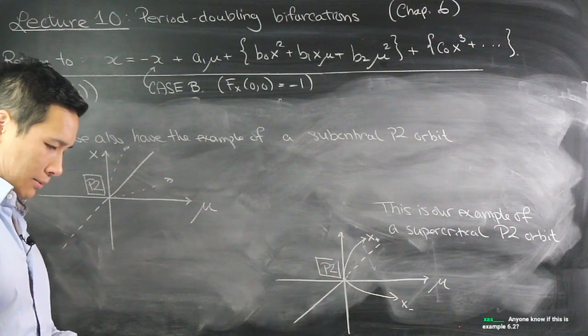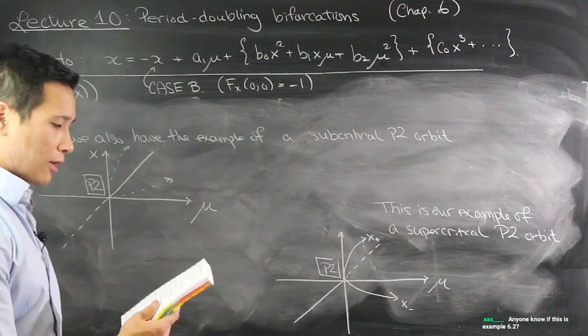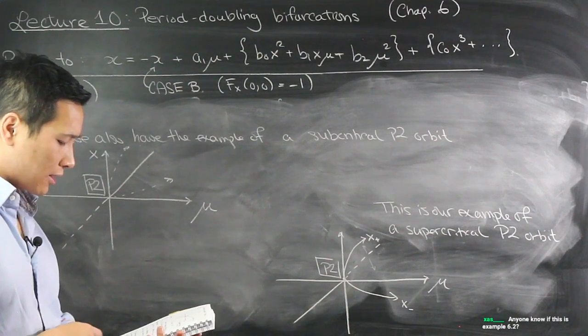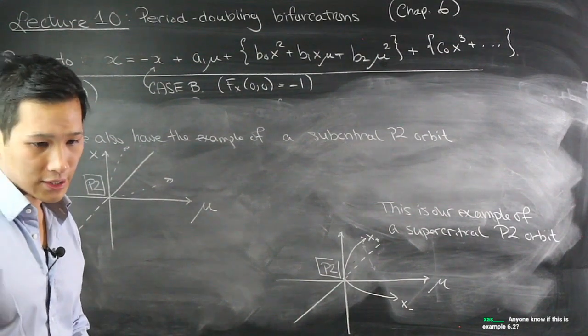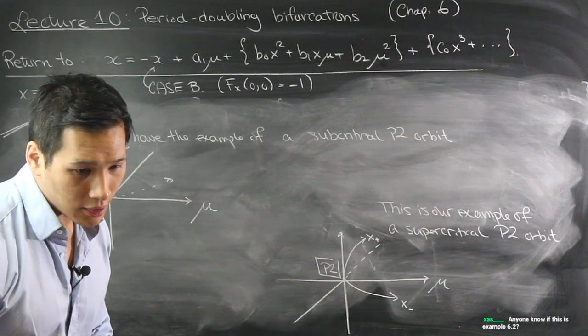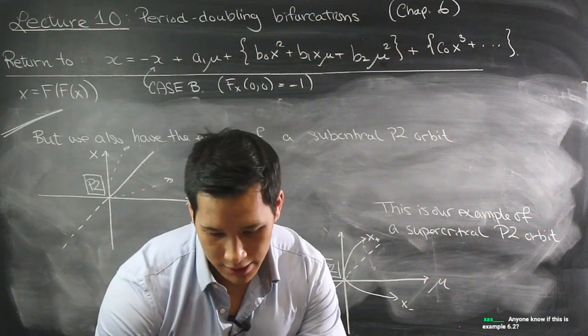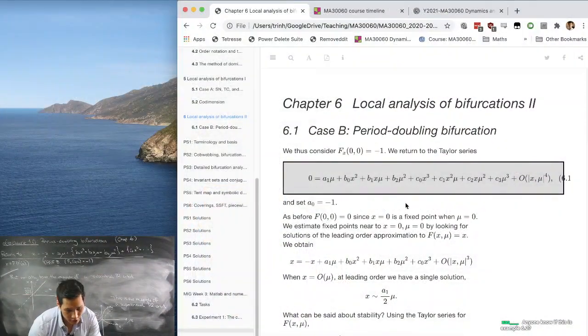The example I'm about to give is a supercritical pitchfork, but I wrote in my notes that in the typeset notes there is an example of a subcritical pitchfork. And someone asked, is this example 6.2? Maybe let's have a look together at where we are in the notes.